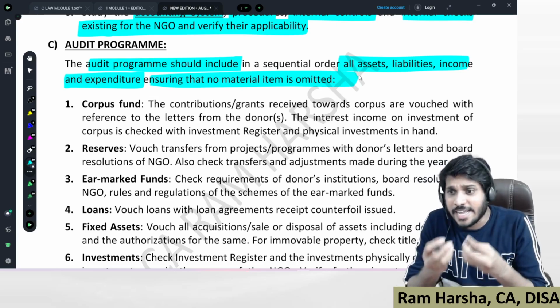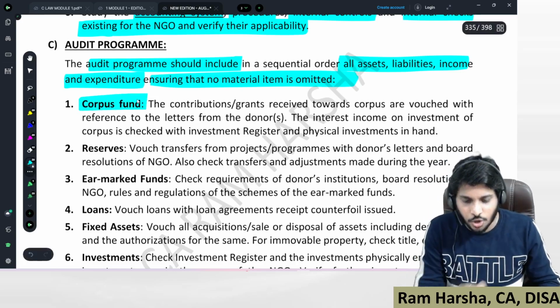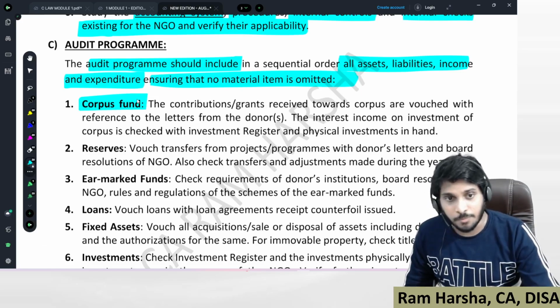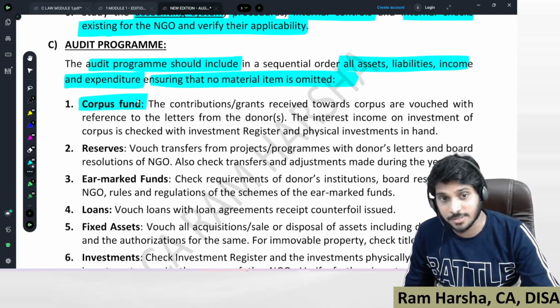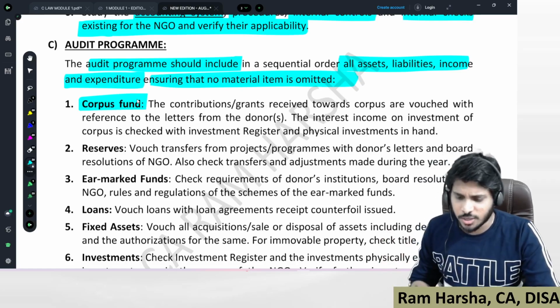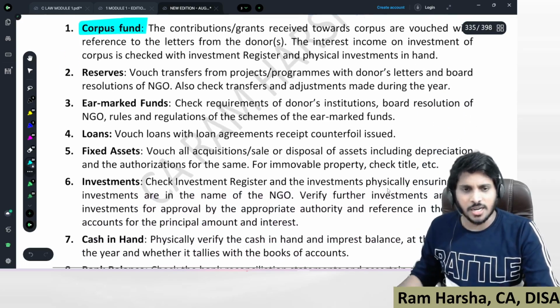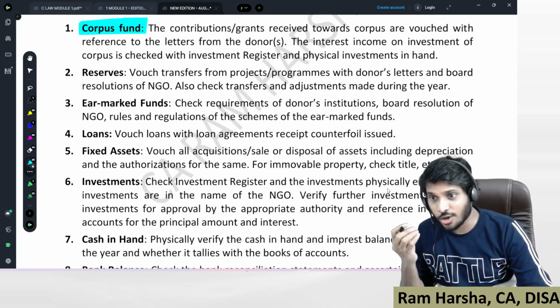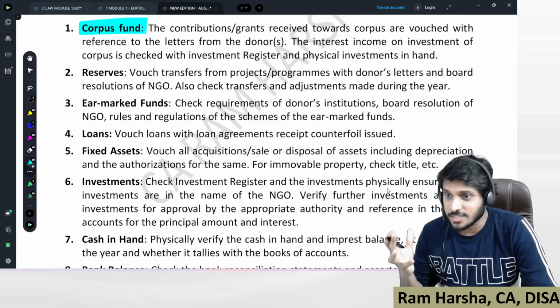There are a few technical names available. One example is corpus fund. In NGOs and all, there is a word which is popularly used, that is corpus. Even in charitable institutes, this word is very famous, corpus fund. What is the corpus fund? Generally, corpus fund is like reserves and surplus in a normal company. In normal businesses, we call it reserves and surplus, right?